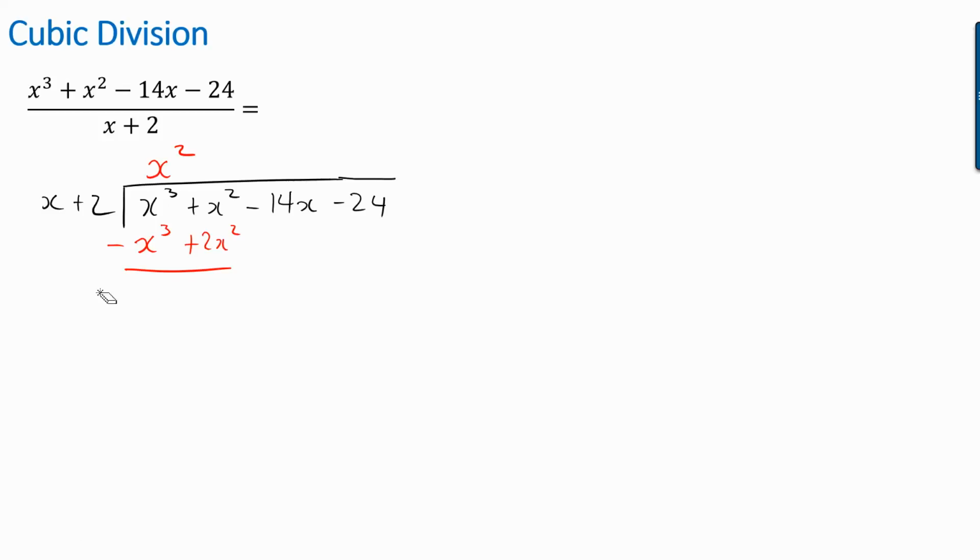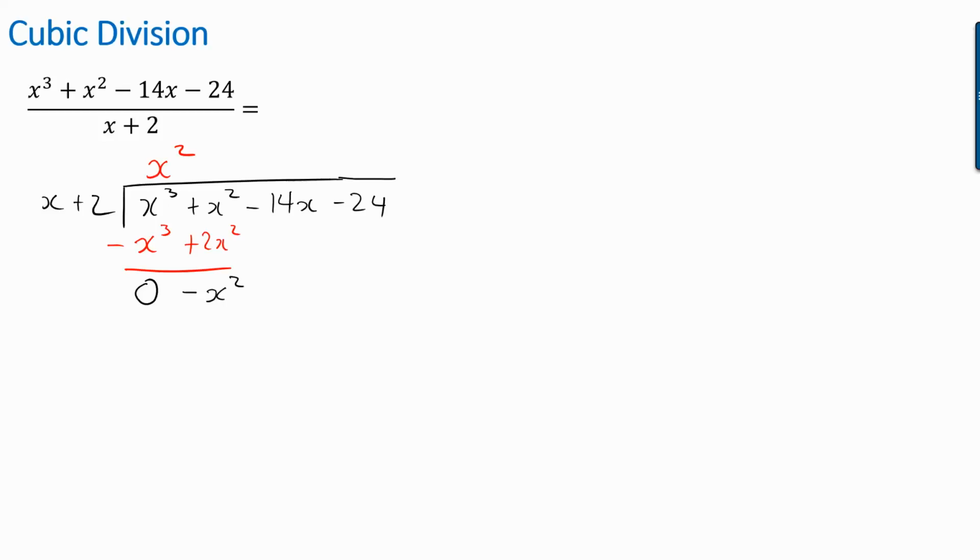We should do it in another color. I'll do it black so it's consistent. So it's 0, and then you say now x squared minus positive 2x squared. So 1 minus 2 gives you negative 1. So it's negative 1 x squared. That's my remainder.